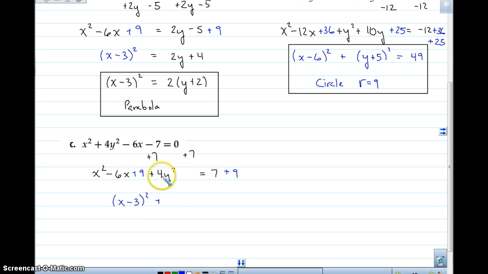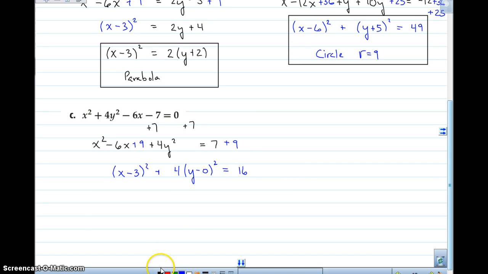But now I have this 4 times y squared. I'm going to need to rewrite this so that it's a binomial. And we've done that before with parabolas where we just stick a 0 in there. And now that's technically a binomial. And it looks a lot closer to the form that I'm used to seeing. 7 plus 9 is 16. But I have a coefficient out here, so I'm not probably going to have a circle. But if I divide both sides by 16, I'll see how it turns into the general form for an ellipse.